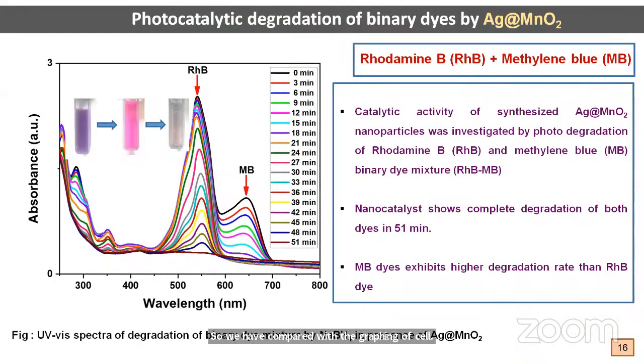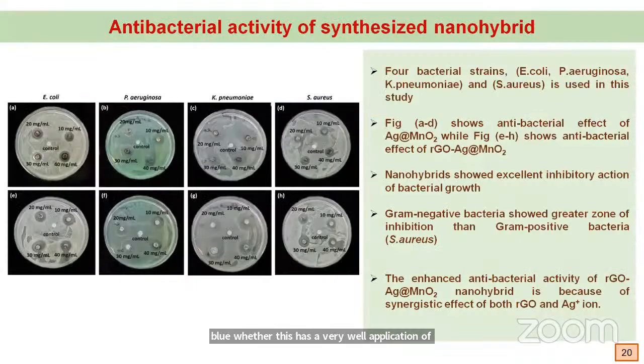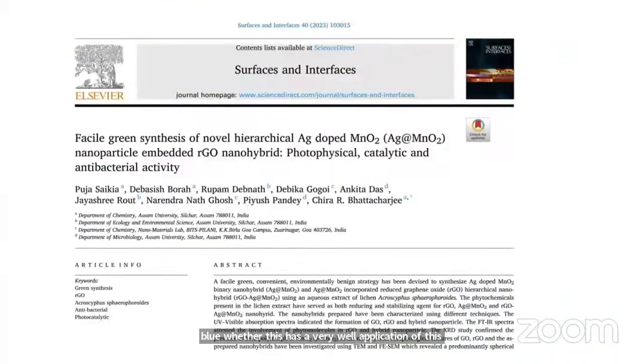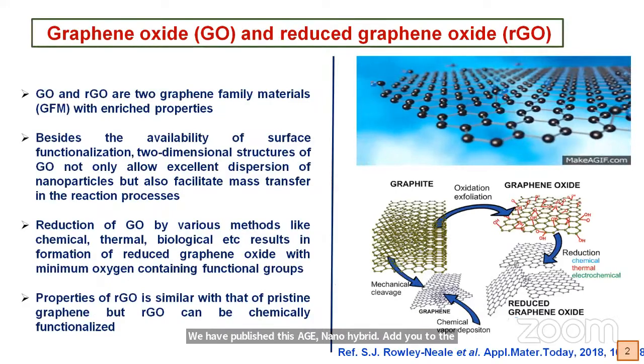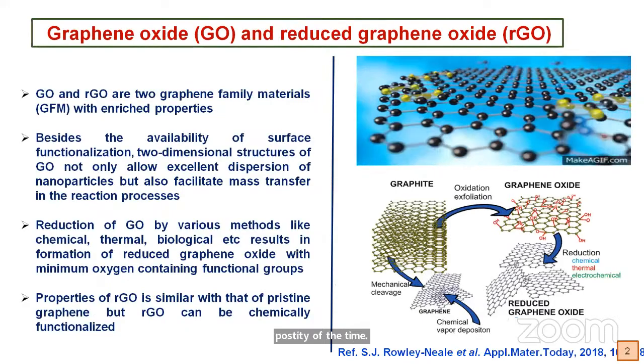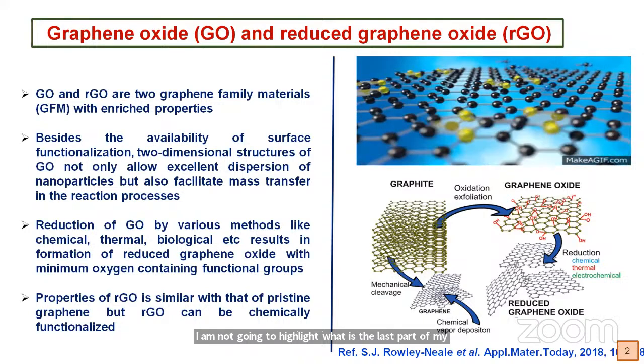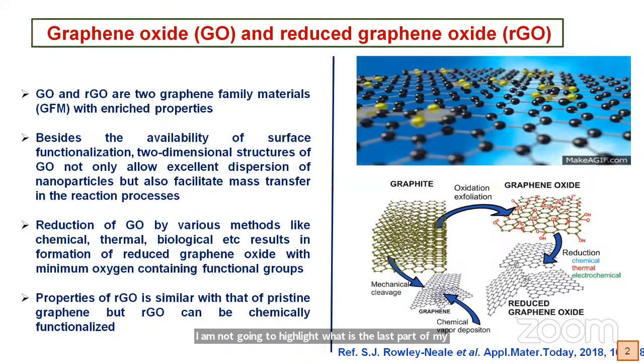And again, finally, I am going to complete almost, rhodamine B and methylene blue, where this graphene oxide has a very good application. We have also seen the antibacterial activity, and the surfaces and interfaces. We have published this RGO nano hybrid. Due to the paucity of time, I am not going to highlight it, but this is the last part of my talk, on graphene oxide and reduced graphene oxide.